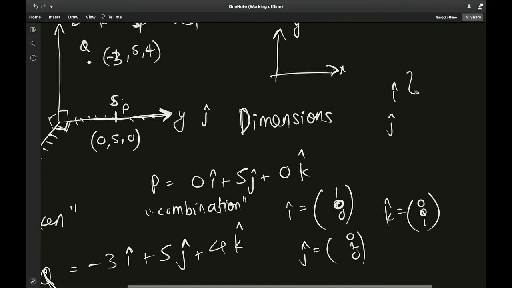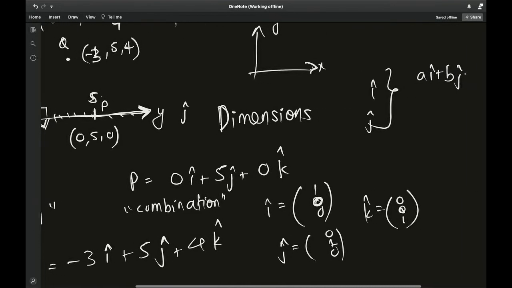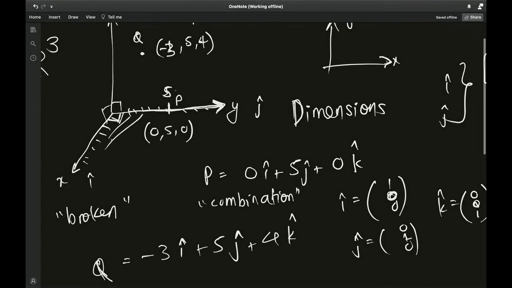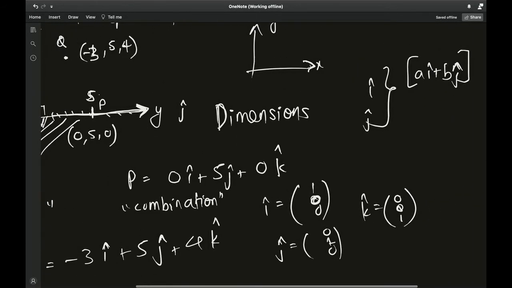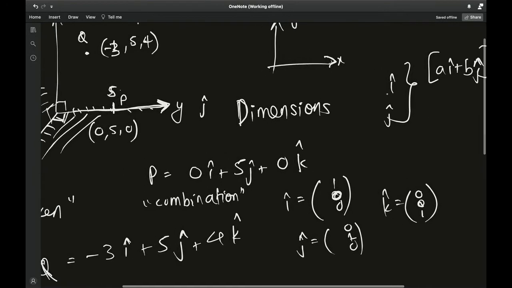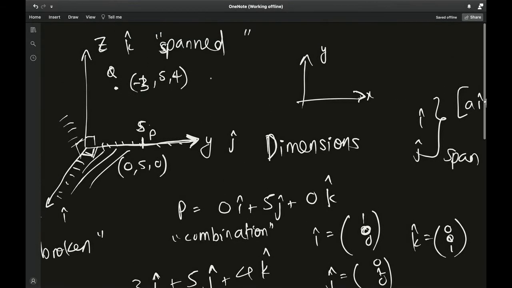Fine, but if we take a combination of them, say arbitrary constant a times i cap plus arbitrary constant b times j cap, then the set of all these points will be in this plane, because you'll be adding i cap and j cap for whatever values. This will go to the negative i cap and j cap too. So this set of points that you can denote is basically the span. That's the span. That's what I've been stressing so far.